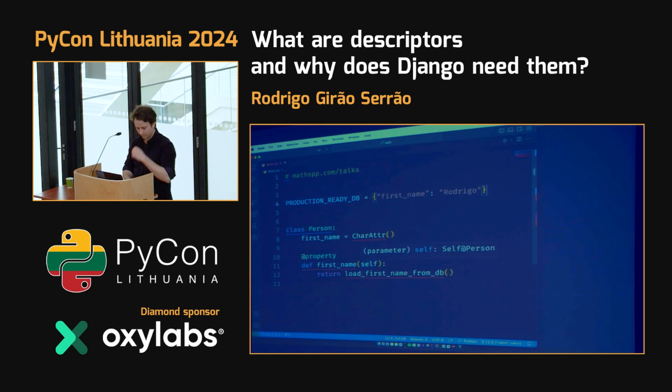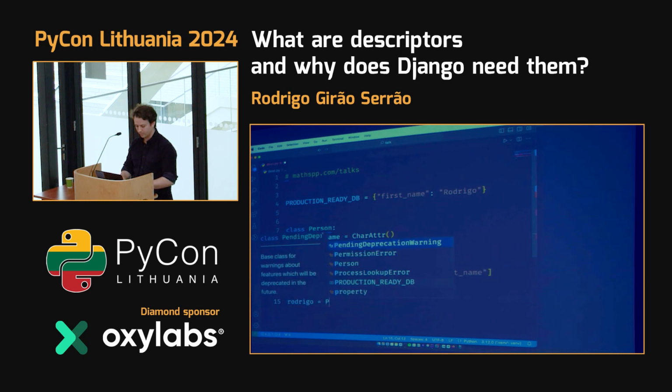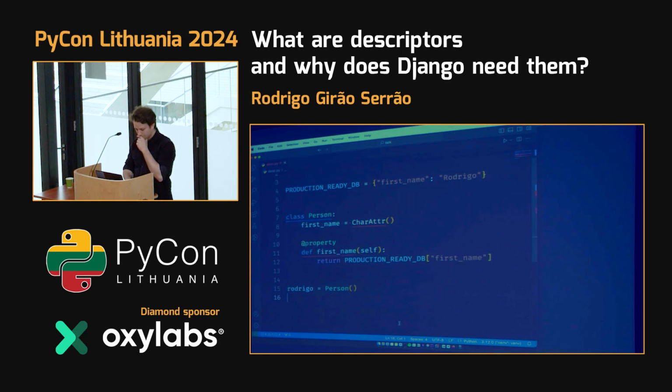This is my production ready database, and I'm loading my name from the database. Let's actually see the code running, right? So if I create a Rodrigo person, this is not going to run because it's not defined. And I can do a Rodrigo.firstName.